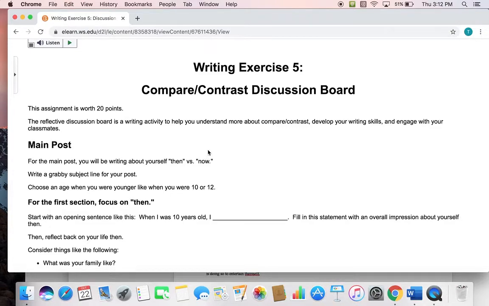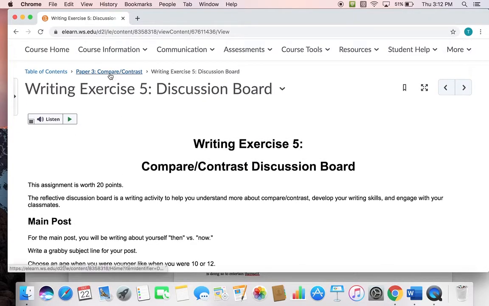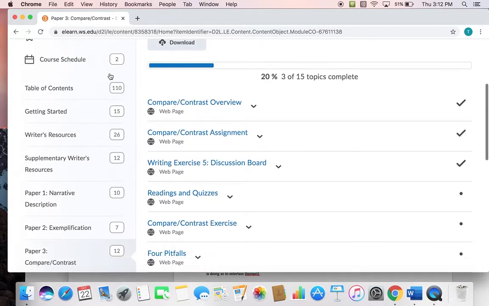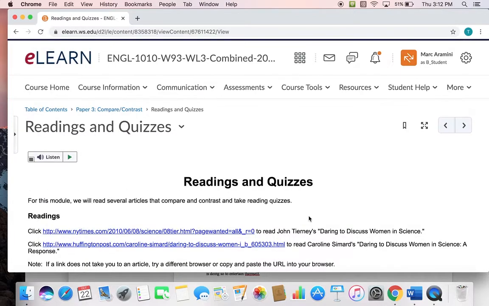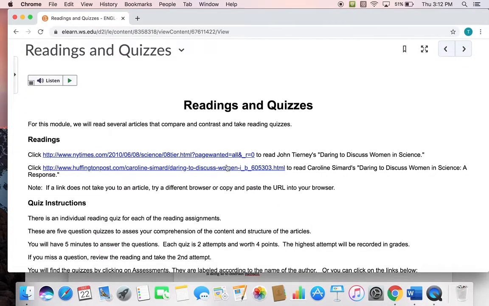Also, quiz 11 and 12, the articles for that, if you look under the modules again, those articles are found under readings and quizzes here. So quizzes 11 and 12, you have to read these articles first, and then you go to take those quizzes. Okay, and if you have any problems, let me know there.